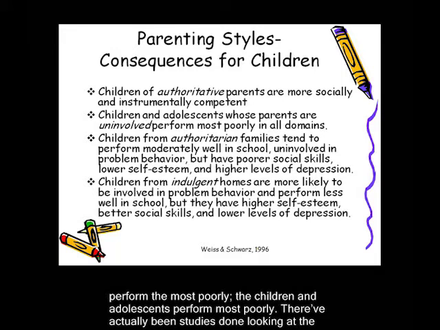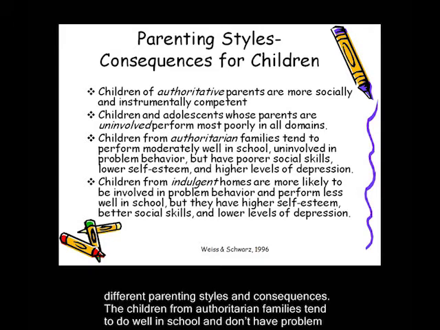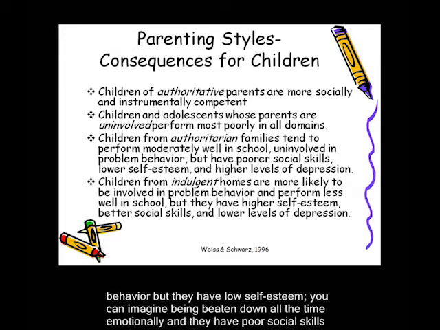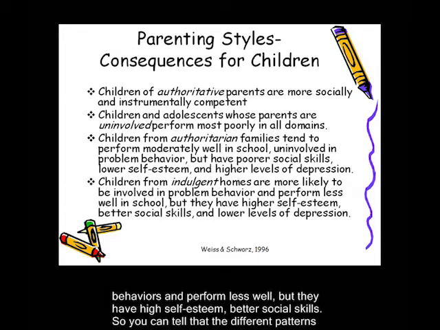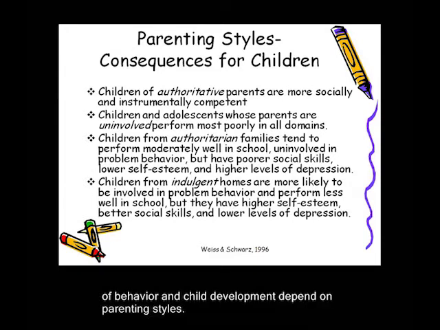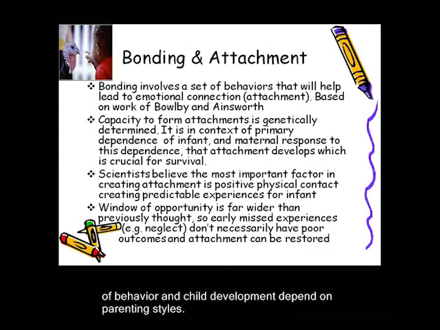And these are actually studies that were done looking at different parenting styles and the consequences. The children from authoritarian families tend to do well in school, don't have problem behavior, but they have lower self-esteem. You can imagine being beaten down all the time emotionally. And they have poorer social skills and higher levels of depression. And the indulgent ones, or the ones who are permissive and yet responsive, they tend to have more problem behaviors and perform less well, but they have higher self-esteem and better social skills. So you can tell that there are different patterns of child development and behavior depending on parenting styles.